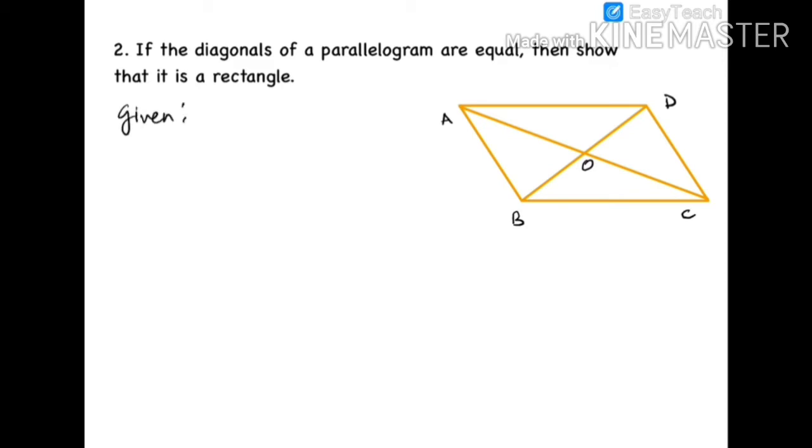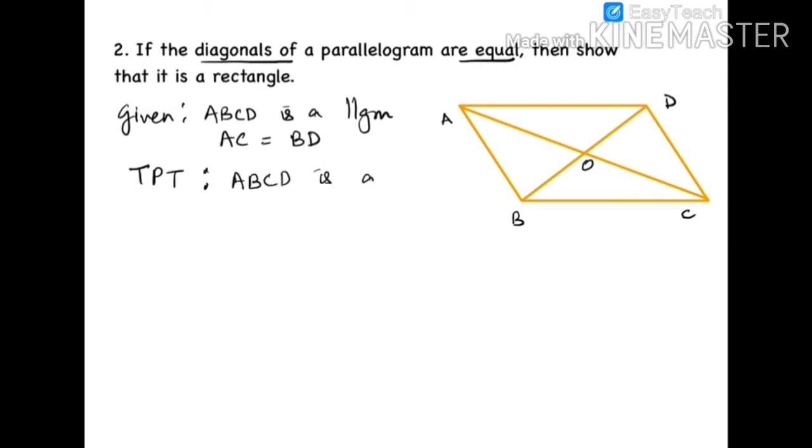So what are we given in the question? ABCD is a parallelogram and the diagonals are equal. That means AC is equal to BD. We have to prove that this parallelogram is a rectangle. So we have to prove that ABCD is a rectangle. In order to prove that this quadrilateral is a rectangle, we need to show that each angle of this quadrilateral is 90 degrees.